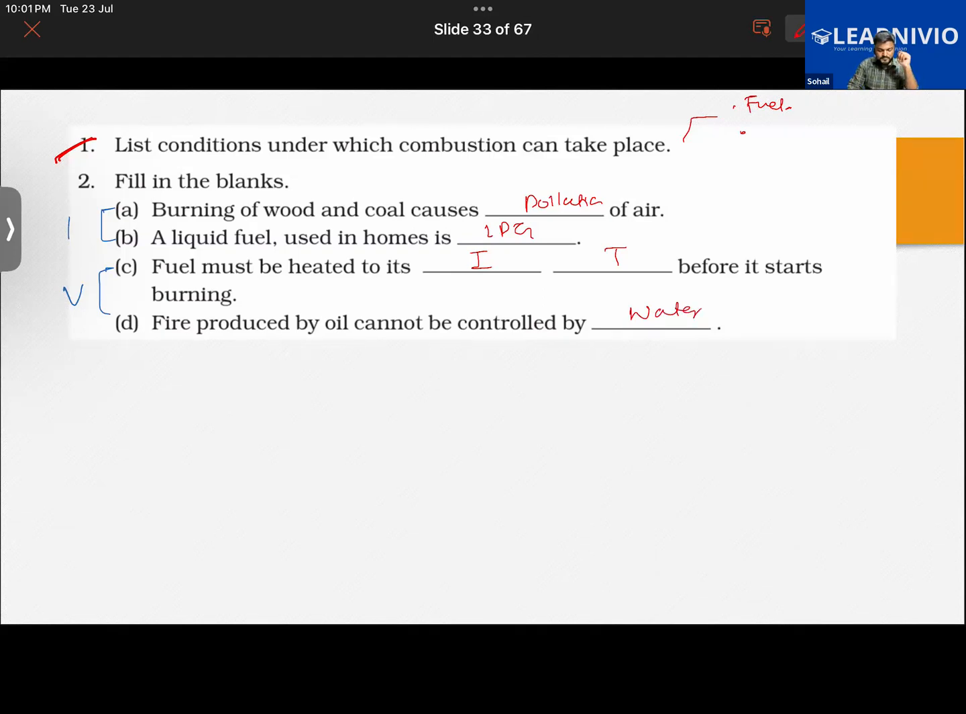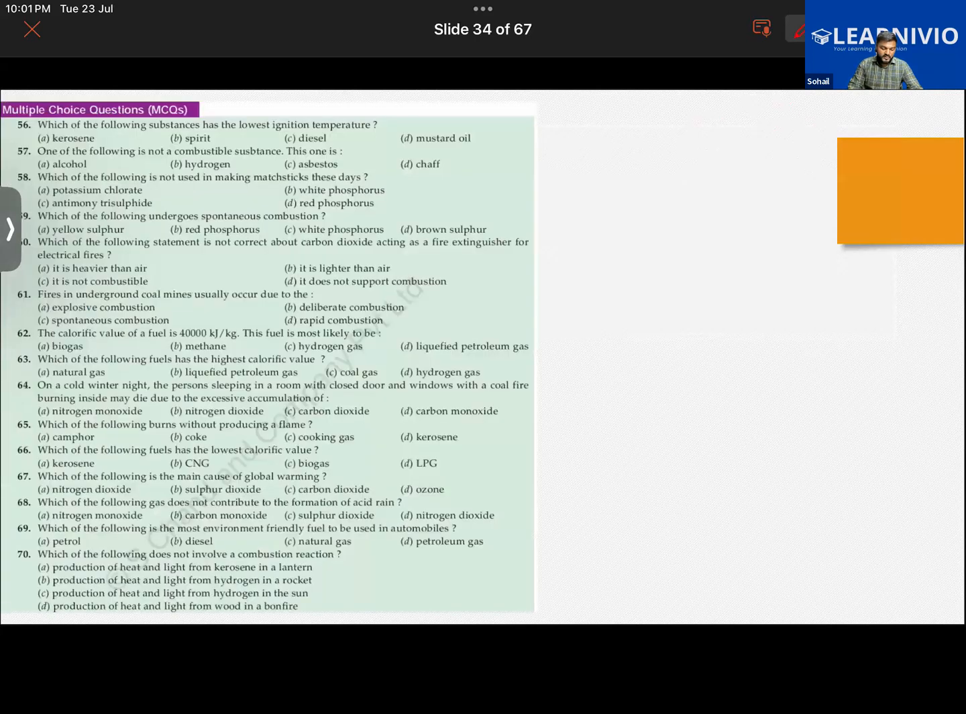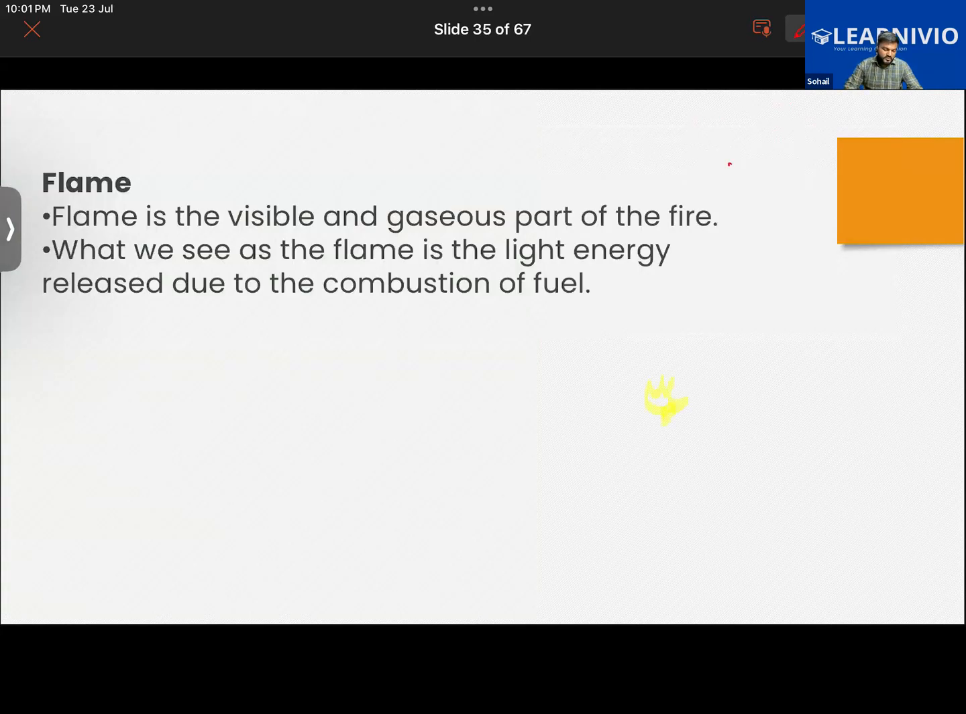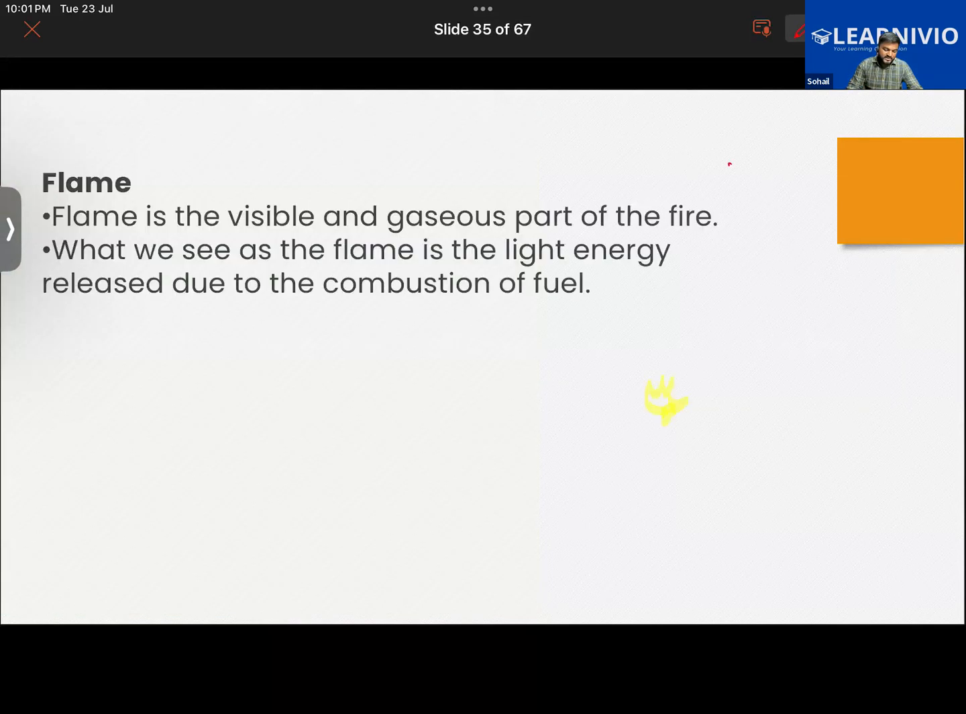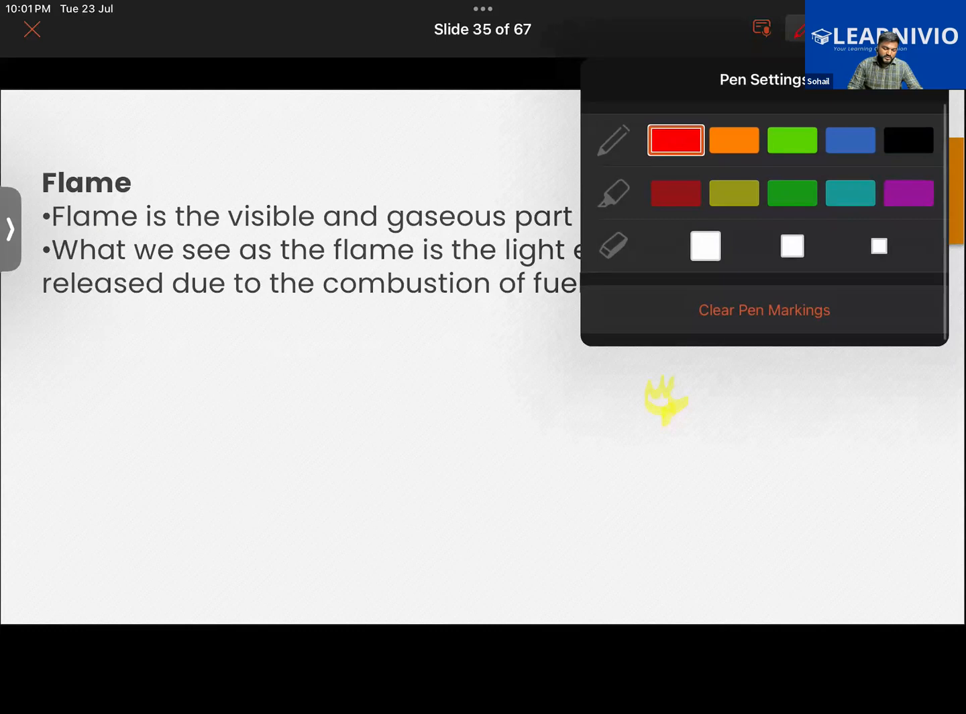Air. Air, or more specifically, oxygen. Good. And heat. Heat, or specifically ignition temperature, that would be more appropriate to say. We have got some more questions to do, but we'll be doing that after some time, after having learned about some more things.